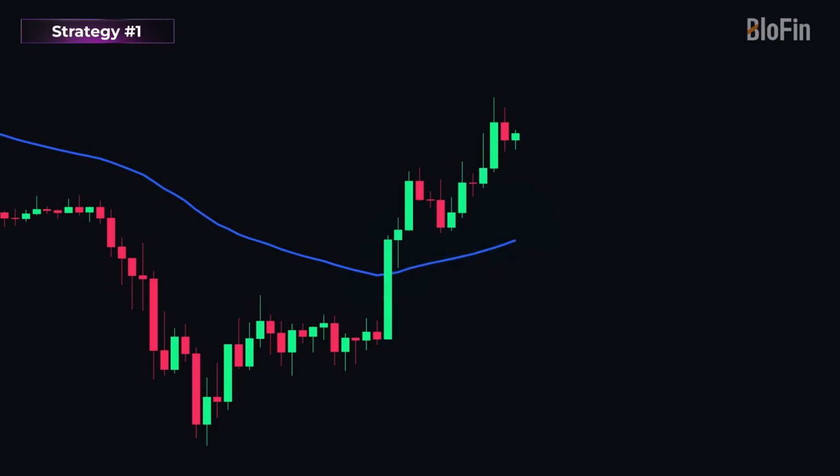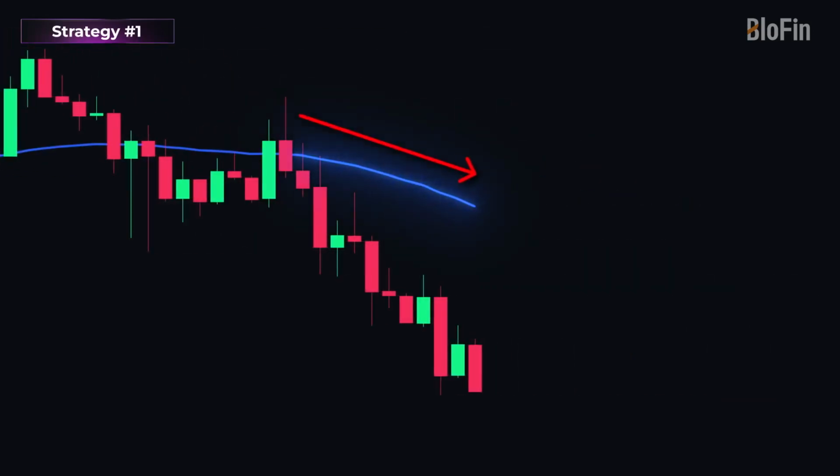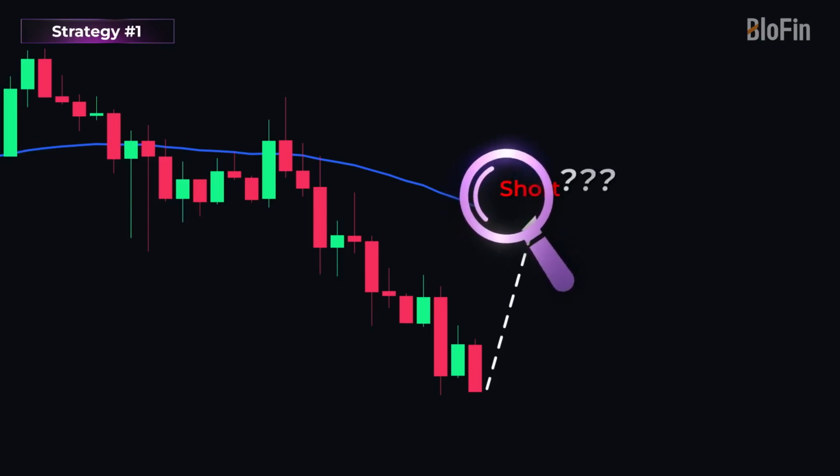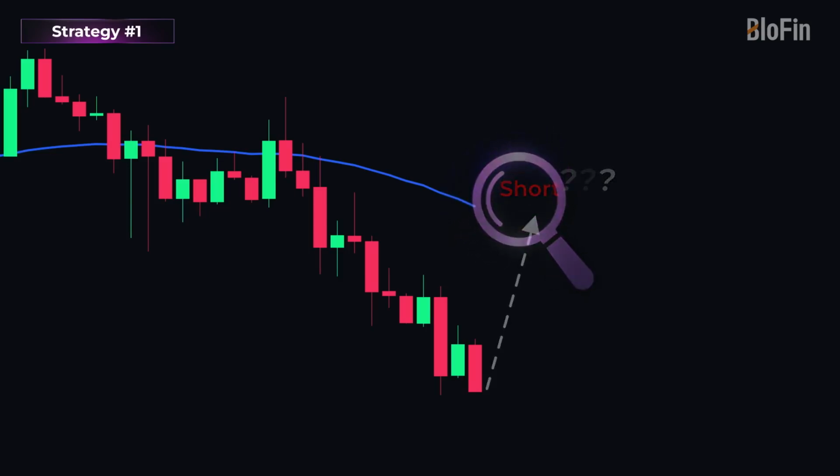So, if the EMA is sloping upwards, like this, and price is above it, then it's a clear uptrend, which means for this setup, we'll wait for a pullback downwards to enter a long position. Now, if the EMA is sloping downwards and price is below it, then it's a clear downtrend, which means we'll wait for a pullback upwards to enter a short position. Now, the obvious question is, how do we know the exact spot where price will make a pullback? This brings us to the second step.